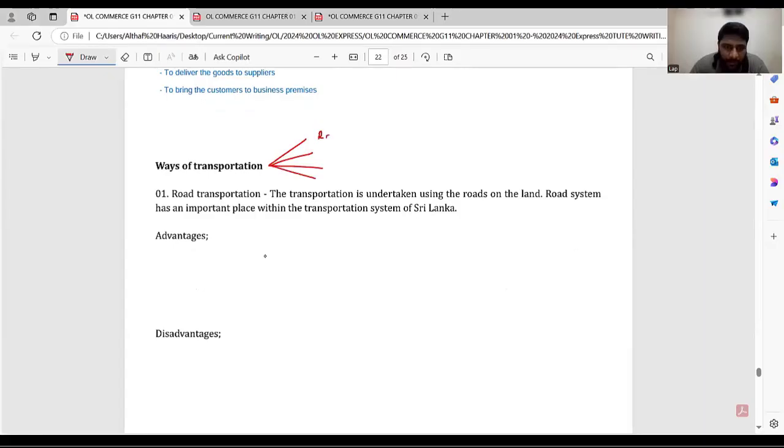There are four. One is road. Other one is railway. Other one is water. Other one is air. So now we are going to look at each and every item: road, railway, water, air, their advantages and disadvantages.